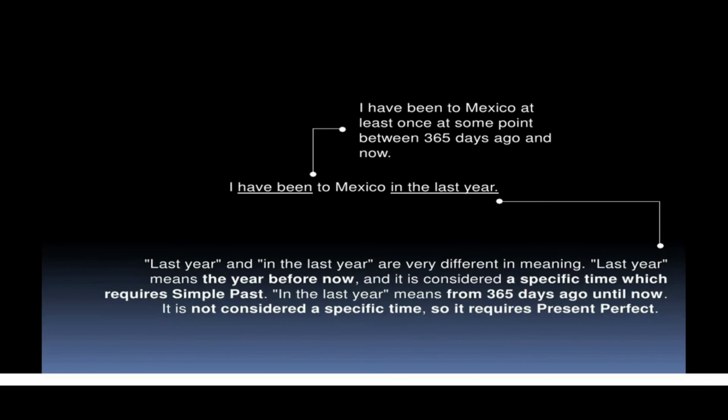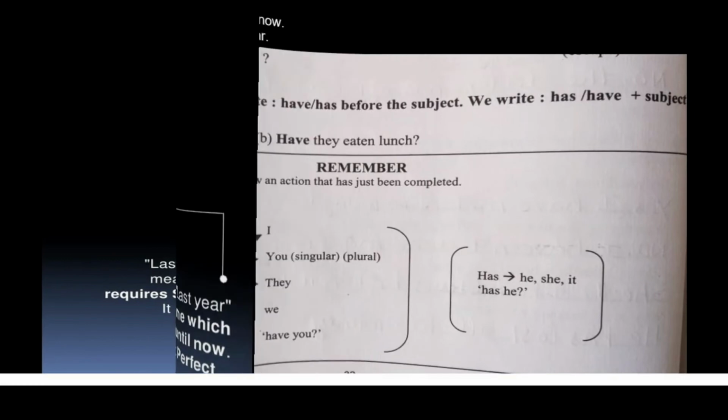Last year means the year before now, and it is considered a specific time, which requires simple past. But in the last year means from 365 days ago until now, and it is not considered a specific time. So it requires present perfect. This is a slight difference. You have to be very careful with this.